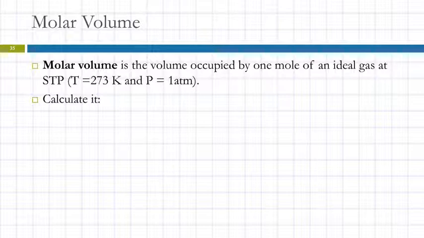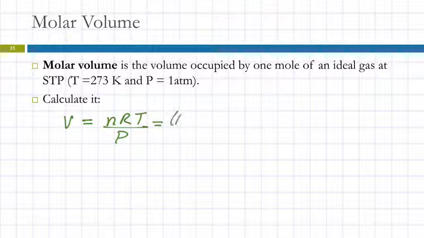Molar mass was the mass of a mole, right? Molar volume is the volume of 1 mole. So the volume of 1 mole of gas at STP, so 273 Kelvin and pressure of 1 atmosphere. Let's calculate what that would be. Well, the volume is going to be nRT over P.